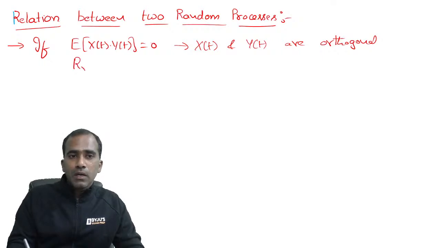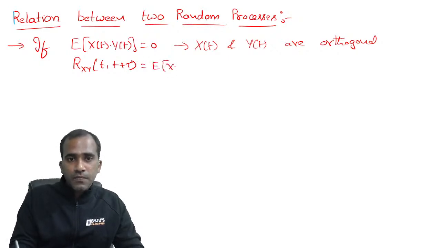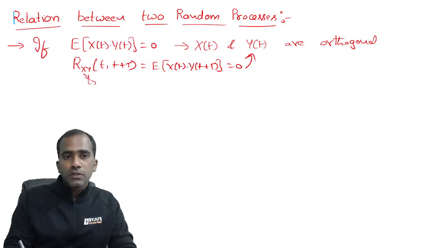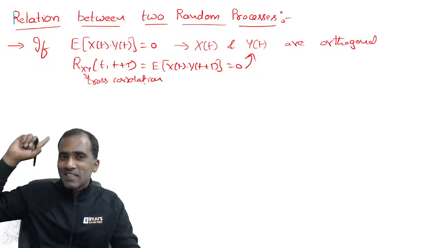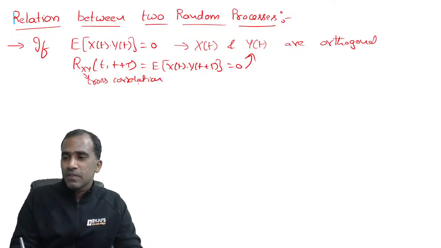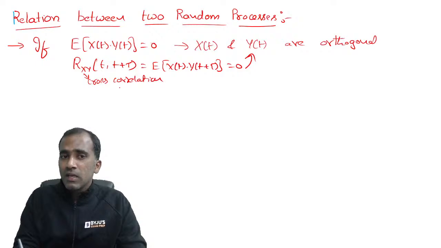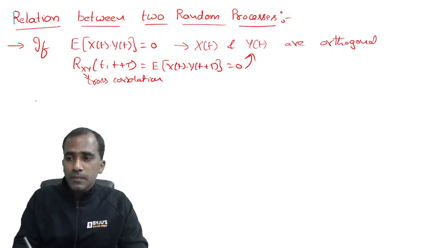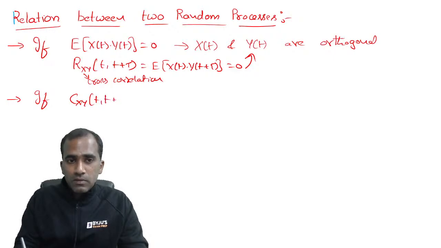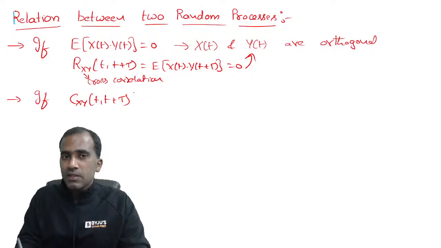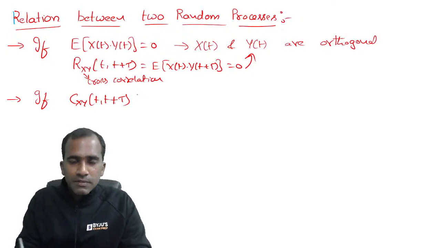Or we can also write it this way, R x y of t comma t plus tau. This is the cross correlation. It is given by the definition, expectation of x of t into y of t plus tau. If this becomes 0, then also we can say they are orthogonal. Instead of correlation, now we are calling it cross correlation, but basically this is correlation only. If correlation becomes 0, we know that two random variables are orthogonal. Similarly, if correlation becomes 0, random processes are also orthogonal. This kind of question, whatever I am discussing in this page, only they can frame a theoretical question from it. Numericals, even if they frame them, will be simple and straightforward only.